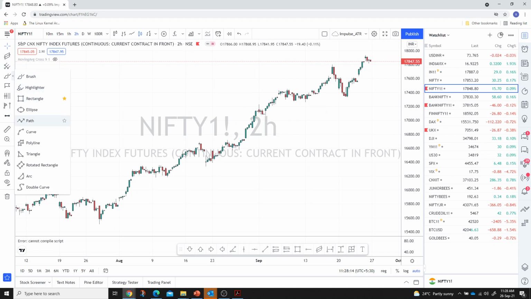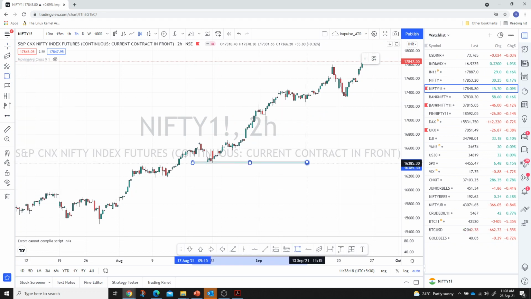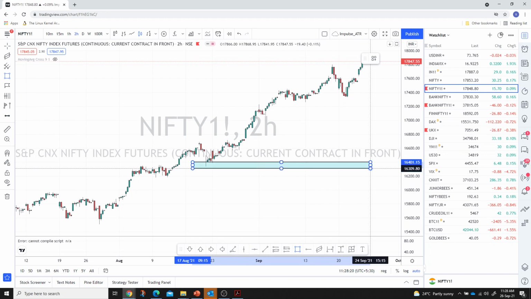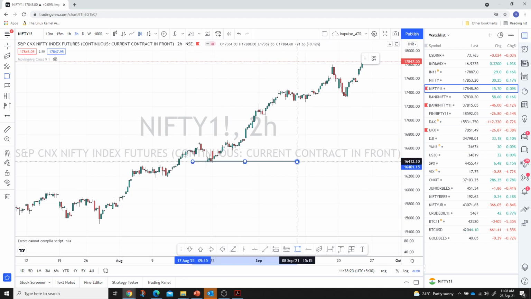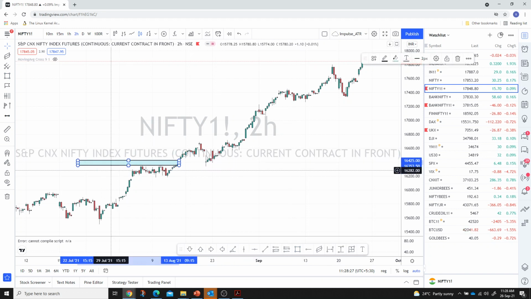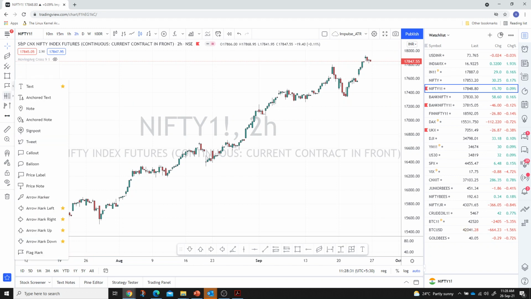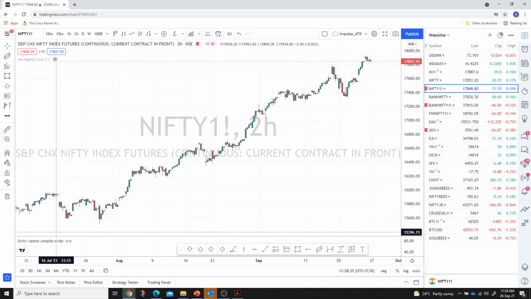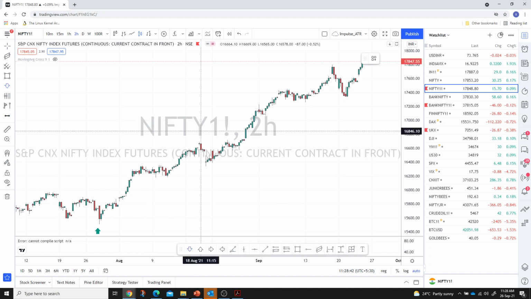Then if you want to annotate the chart, for example, draw support, resistance, demand and supply zones, and so on, you can probably use this. I'm sure I'm not drawing it right, but the goal is not to draw it right, just to show you the tools. Then you can annotate your chart if you're publishing it. Okay, go long here, or go short here. You can use these annotations and make your chart readable.